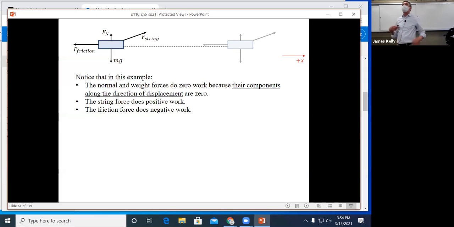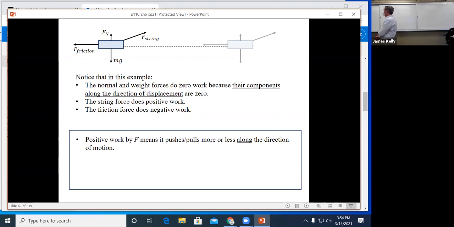And we can figure out exactly when a certain force is going to do positive work, negative work, or 0 work. A positive work done by a force means it pushes or pulls more or less along the direction of the motion, right? If the object is moving in this direction, it doesn't matter what exact direction the force is, but if it's pushing or pulling more or less along the direction of motion, then its x component in this simplified formula will be positive if plus x is the direction it's moving, okay?